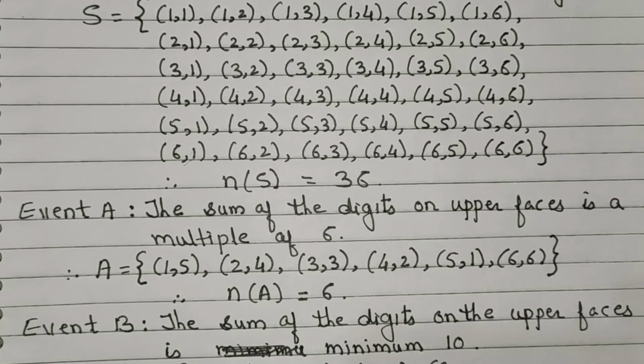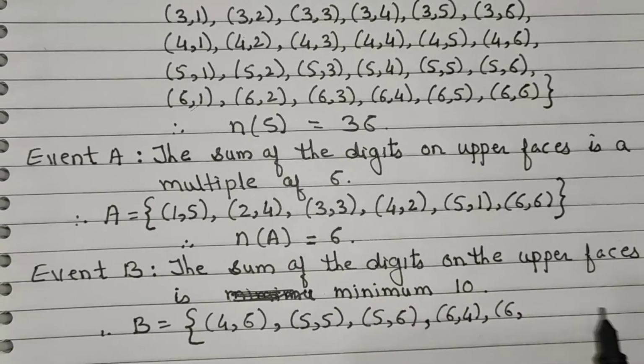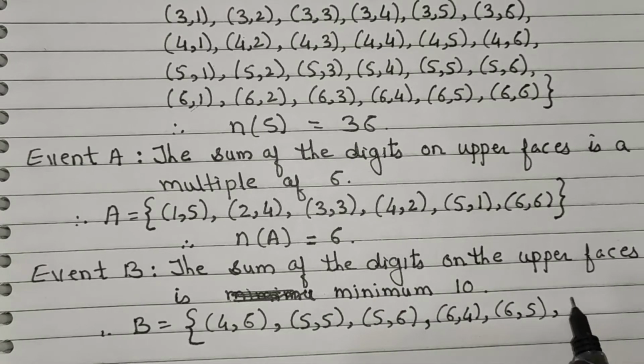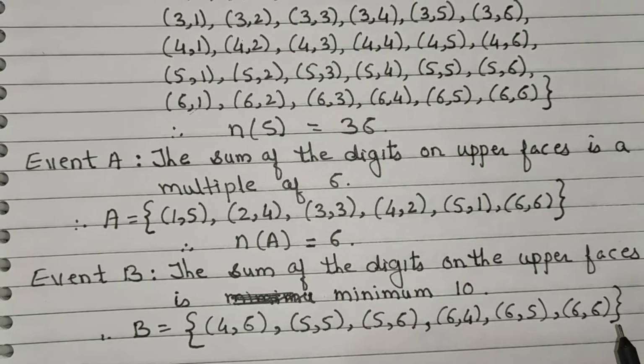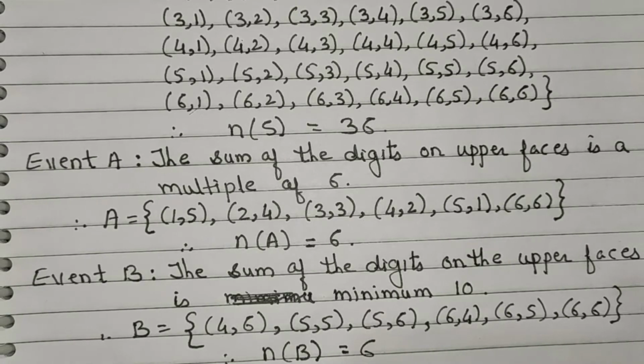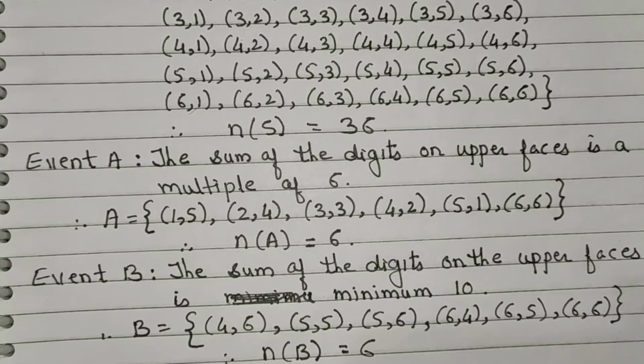6, 4, 10; 6, 5, 11; and 6, 6. Now we get here 4, 6; 5, 5; 5, 6; 6, 4; 6, 5; and 6, 6. Therefore, n of B is equal to 6. Now, next event is event C.